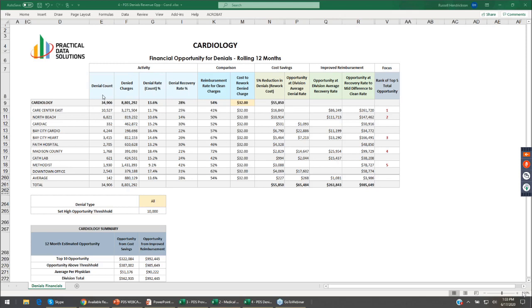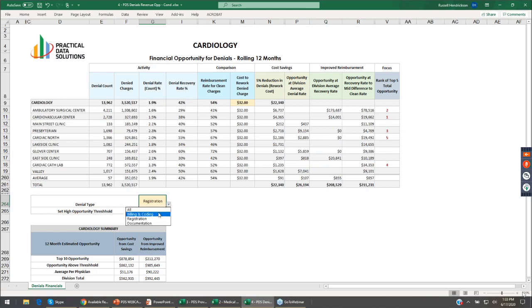Now, we can make this a little bit interactive, and you can see below, we could look by denial type. Right now we're looking at all denials, but we could say, I just want to look at registration denials or billing and coding denials. When I go to registration, it changes, and now I'm looking at a location level. Billing and coding, I'm looking at a billing area level, or documentation, I'd look at a provider level. And all of these things give us that information.